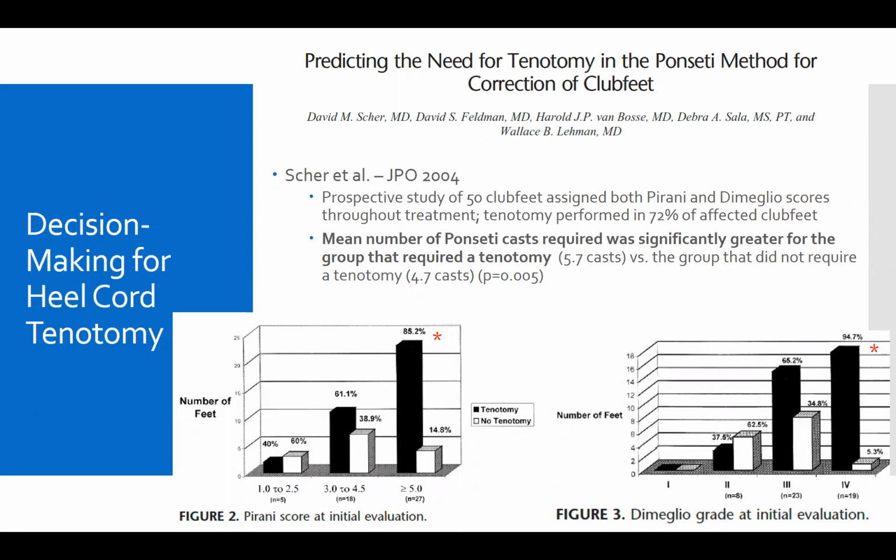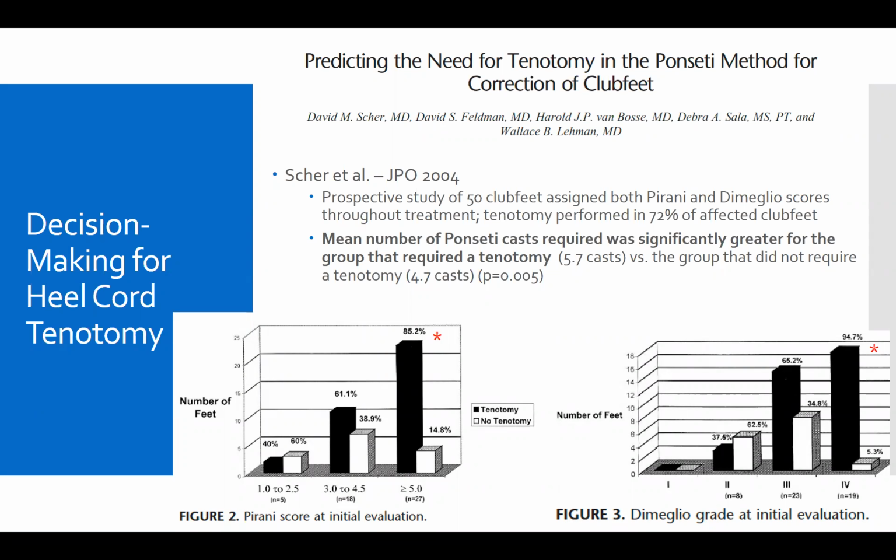And so the first figure we see on the left actually compares the rate of Achilles tenotomy stratified by the severity of their initial Pirani score. So they actually found a significant difference in the group that scored a Pirani score of 5 or greater, which is a pretty severe clubfoot deformity at initial evaluation. And you can see that about 85.2% of these kids actually required a tenotomy before the final cast.